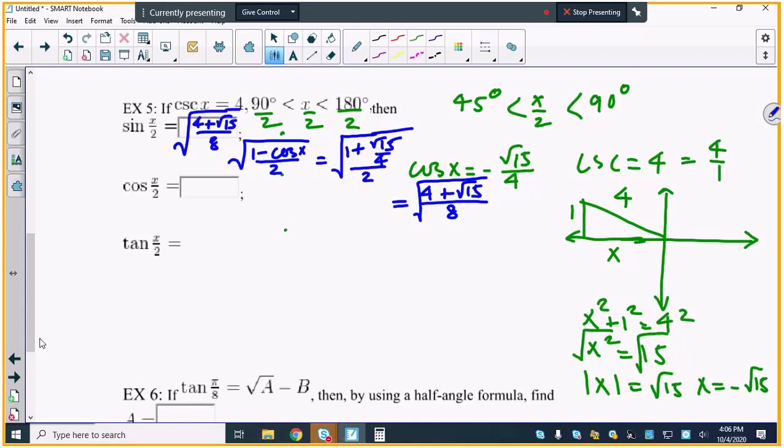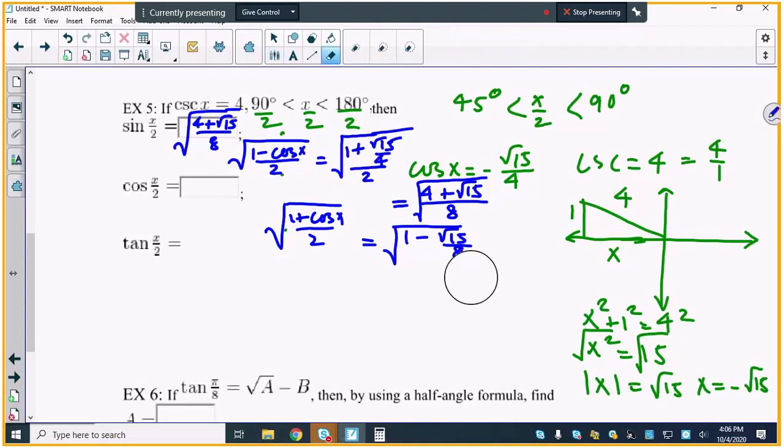When I'm doing the cosine rather for x over 2, it is square root of (1 plus cosine x) over 2. So that will be equal to square root of 1 minus square root of 15 over 8. Because plus times minus is a minus, and cosine itself was a minus number, and that should be a 4. I'm so sorry.